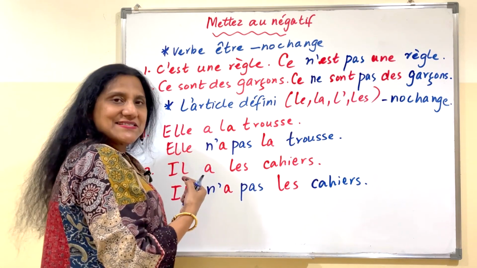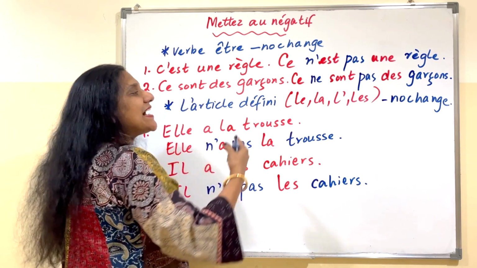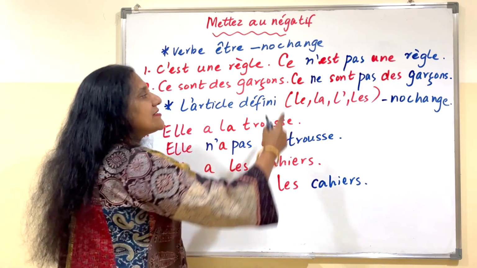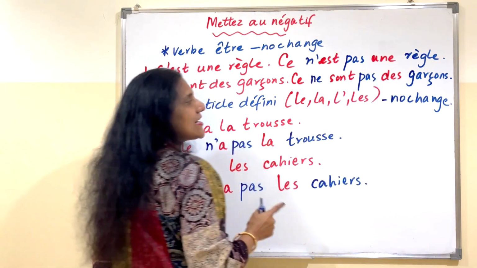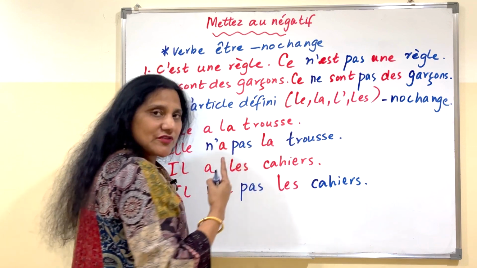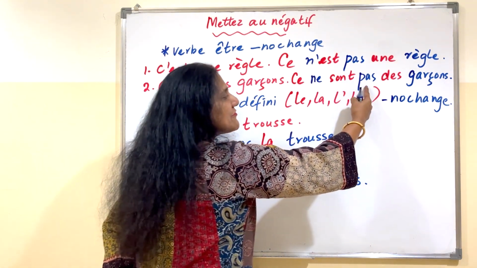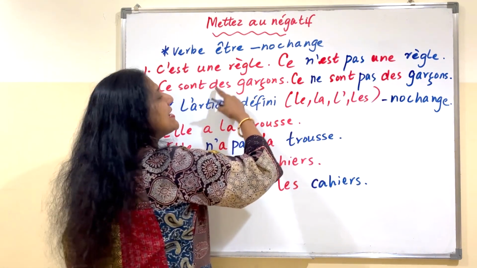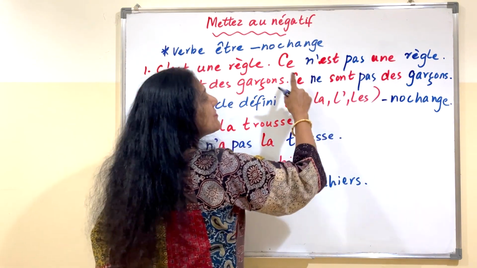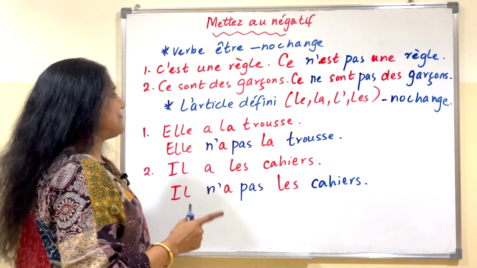Let's take another example. Ce sont des garçons. These are boys. Ce ne sont pas des garçons. Put ne before the verb, pas after the verb, and des remains the same. No change because this is the verb être.